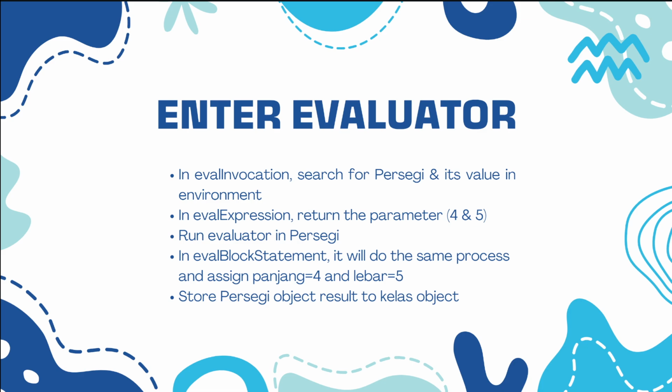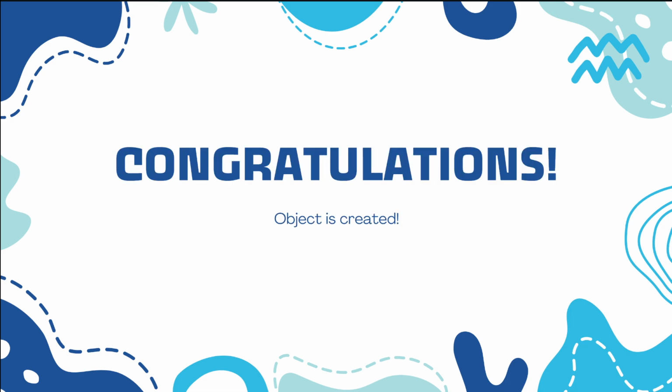After that, it will confirm whether or not persegi is a class or another type of object. After confirming it is a class, it will first create a new environment for the object and assign the values of 4 and 5 to panjang and lebar respectively. After that, it will run the class body and return the object to persegi. After that, it will store the persegi object into the class object, and that is how the class object is initialized through every process and every step.